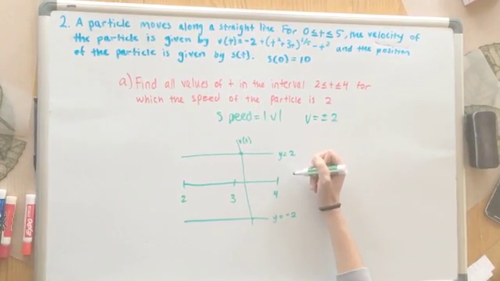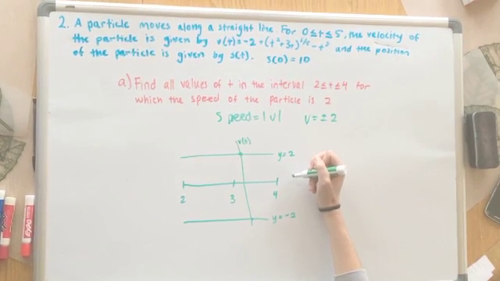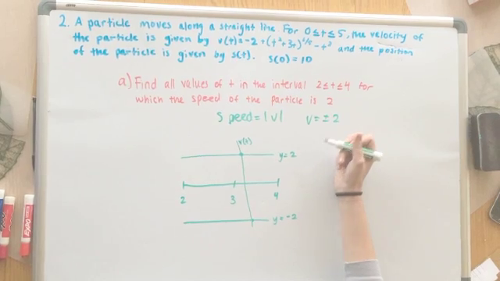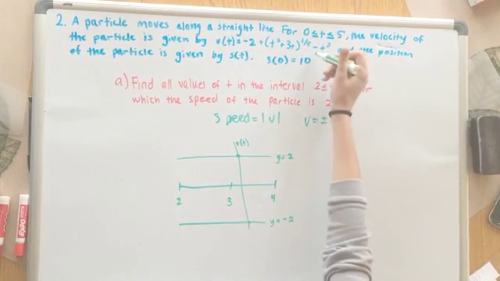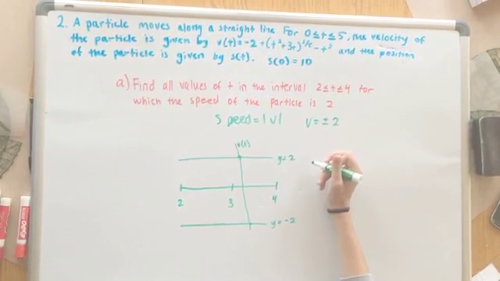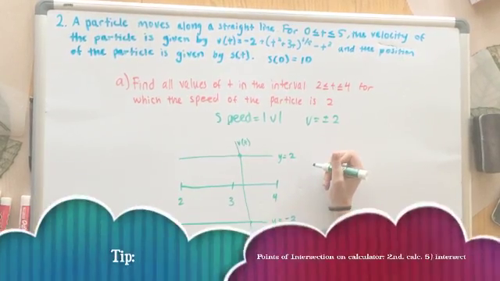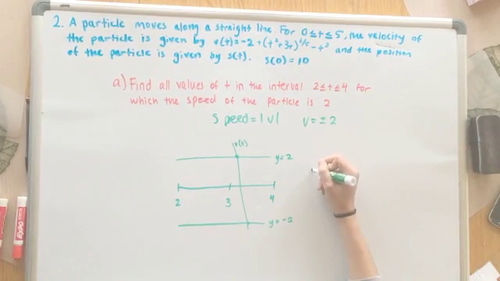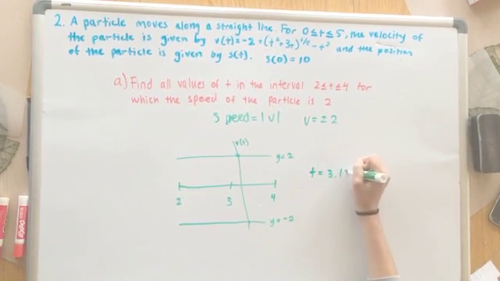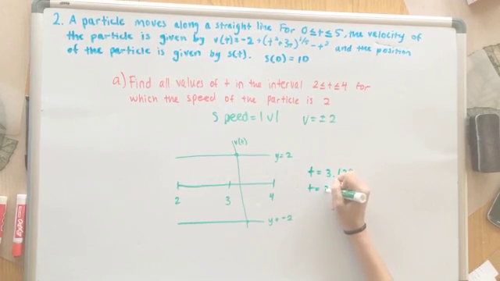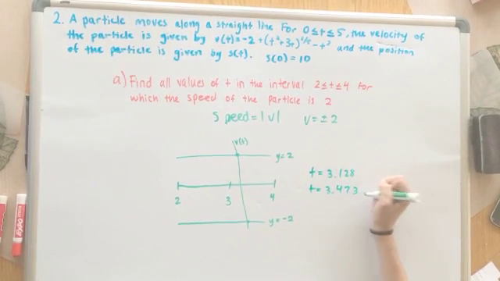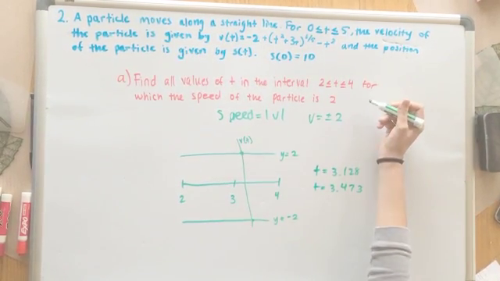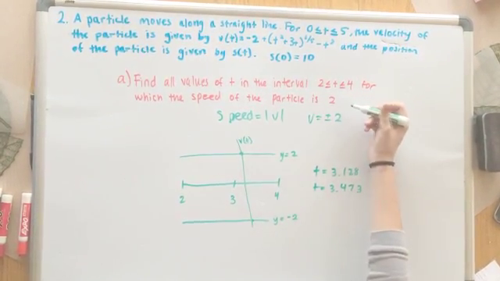So this here is a quick sketch of the graph from my graphing calculator, and basically what I did to find the values of t was plot the velocity function from up here and y equals plus or minus 2, and find where the points of intersection were between the interval 2 and 4. When you do this, you get the two values t equals 3.128 and t equals 3.473. And this is where the speed of the particle is 2 on the interval 2 to 4.